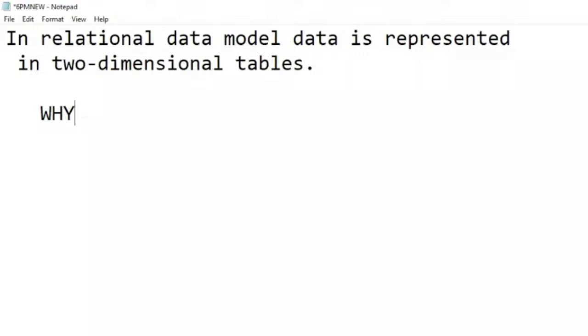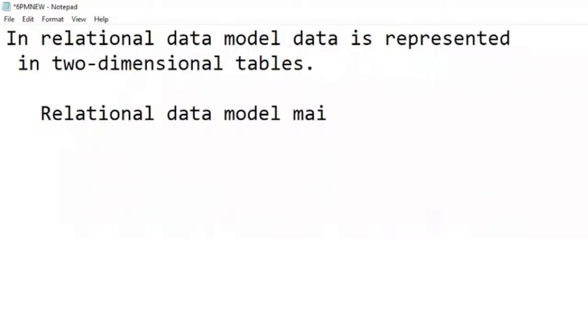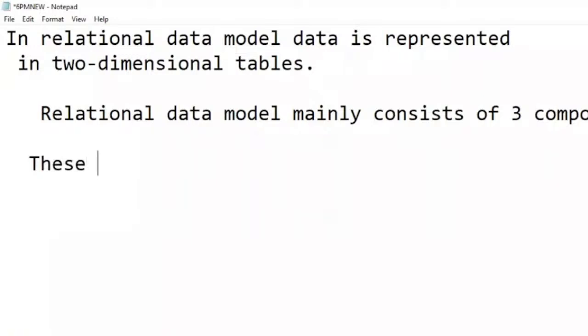Why? The reason is there. Any relational data model product we are observing, a relational data model mainly consists of three components. These names you must be familiar with before we start our courses. What are the components available? First observe here. Now check it out, concentrate here. What is the first one?